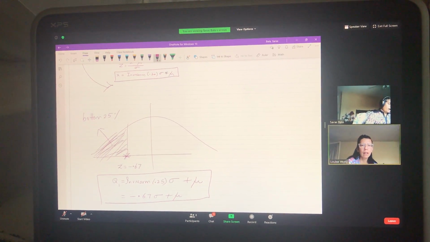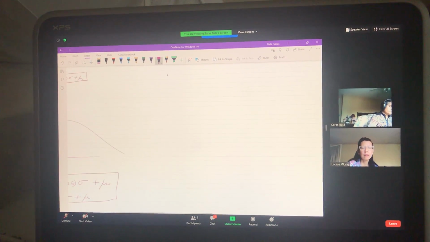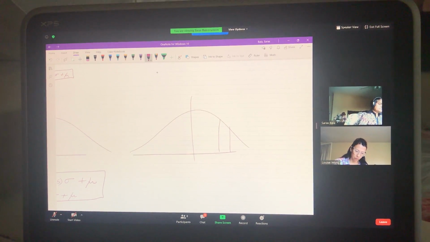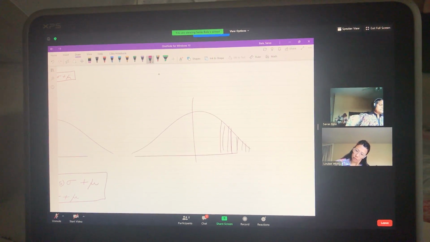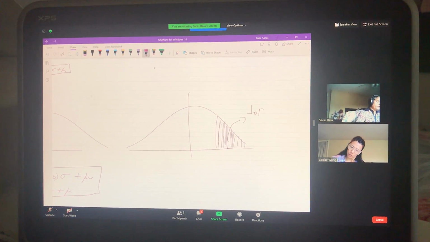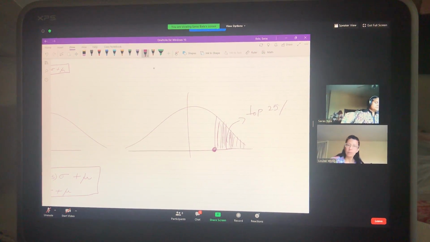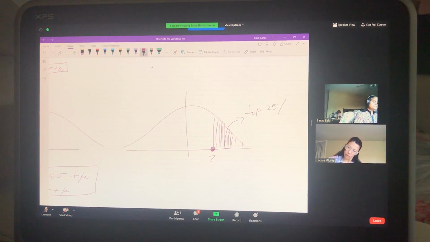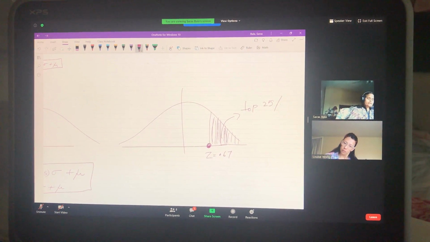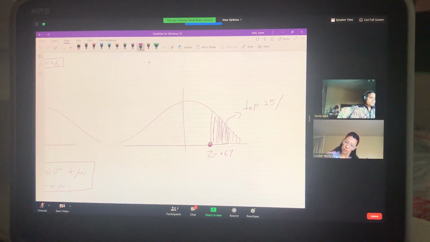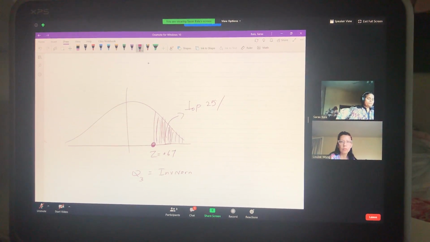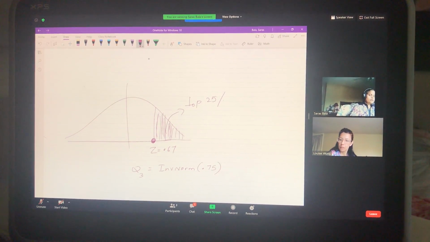If it is the bottom 75, the top 25%, or you are looking for the 75th percentile, that is going to give you the cutoff point, and that's going to be your Z with inverse norm 0.75 area to the left. And that's going to be your Q3, which is equal to inverse norm of area to the left 0.75 times sigma plus mu.